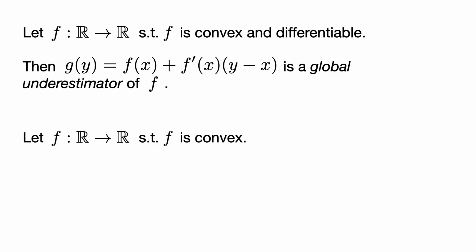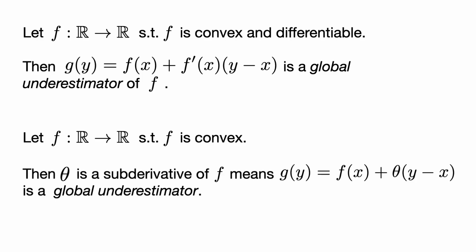Now let f be a function that maps the real numbers to the real numbers such that f is just convex. It is no longer differentiable. Then theta is a subderivative of f means that g(y) equal to f(x) + theta(y - x) is a global underestimator of f. And you see the relationship here. We've replaced f'(x), when f was differentiable, by theta.